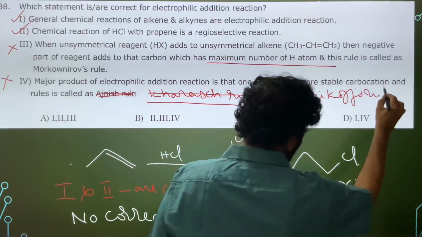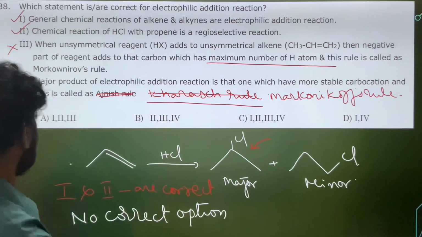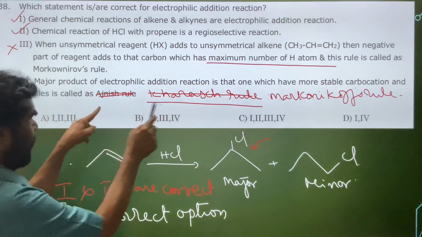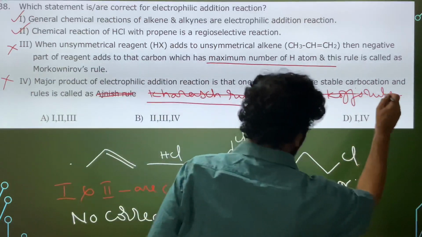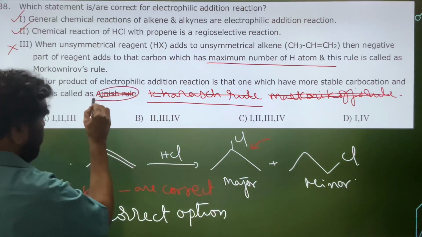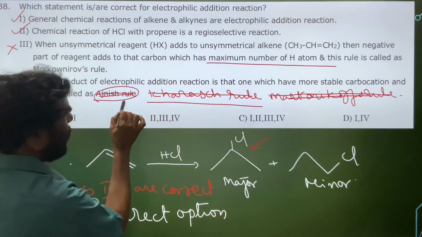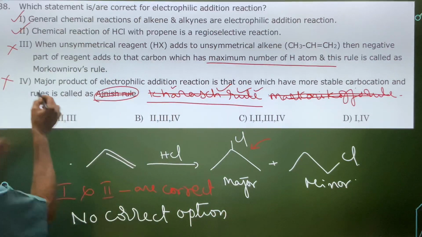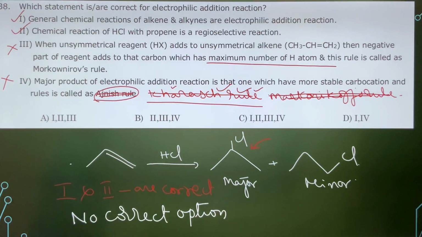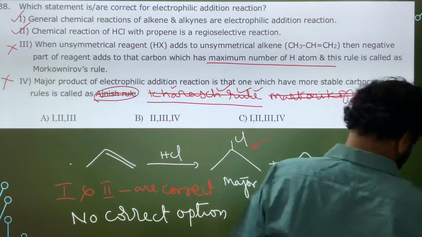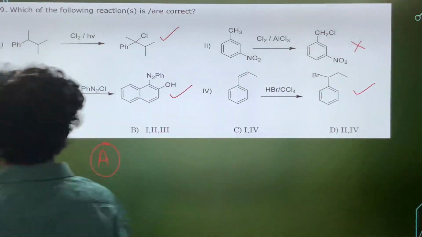That is Markovnikov's rule, not Ajie's rule. See, actually here, this is correct. Here, this is a print mistake. Here, it should be Karash rule. Then this statement is wrong. Right? Only 1 and 2 are correct options. The given key is wrong.